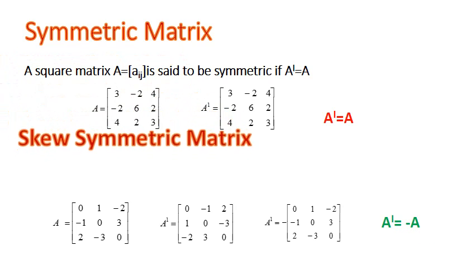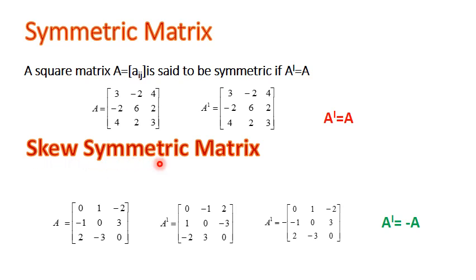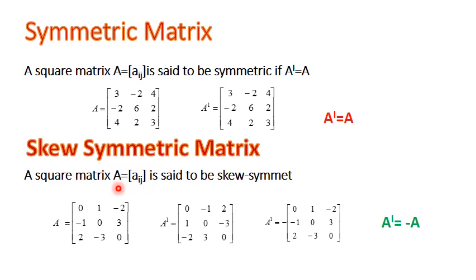These types of matrices are called skew-symmetric matrices. So the definition goes like this. A square matrix A equal to Aij is said to be skew-symmetric if A transpose is equal to minus A. The condition again, A transpose is equal to minus A.